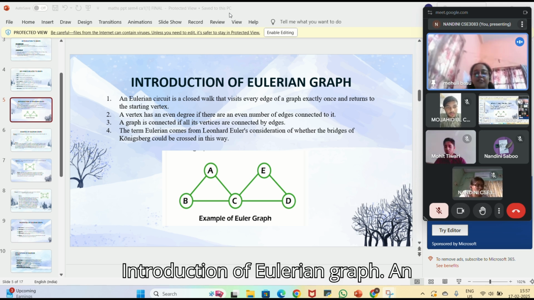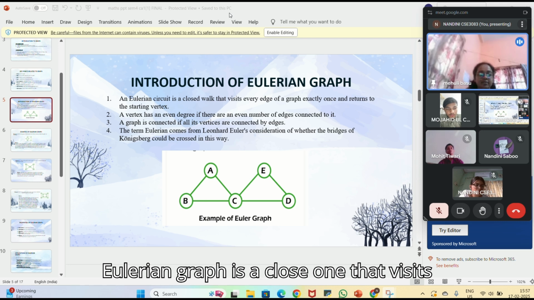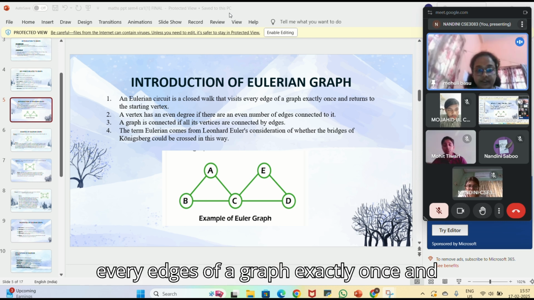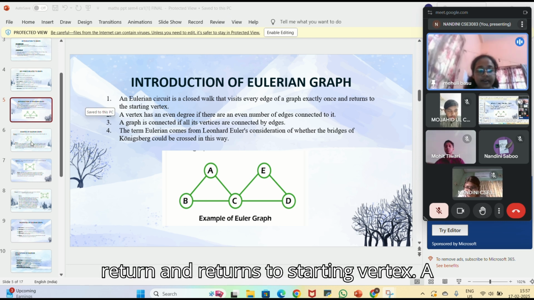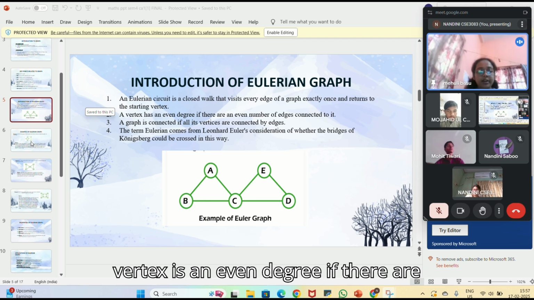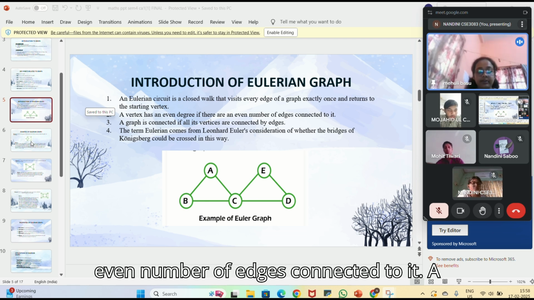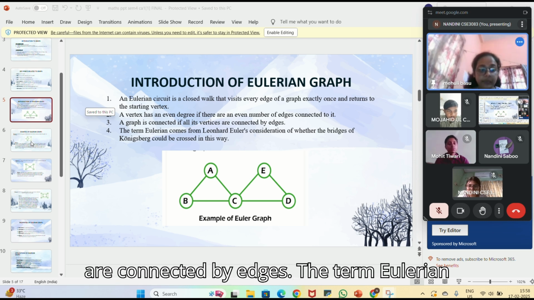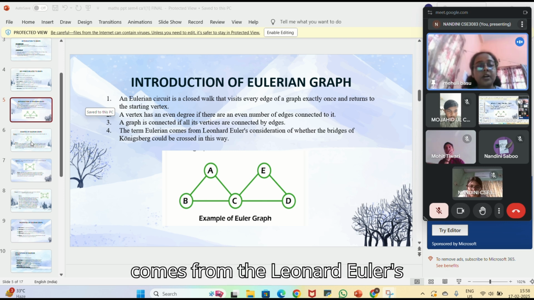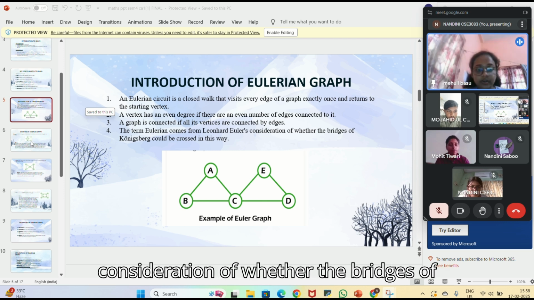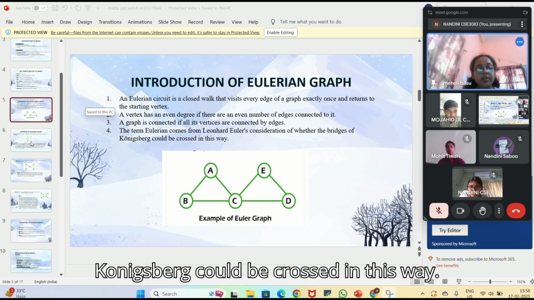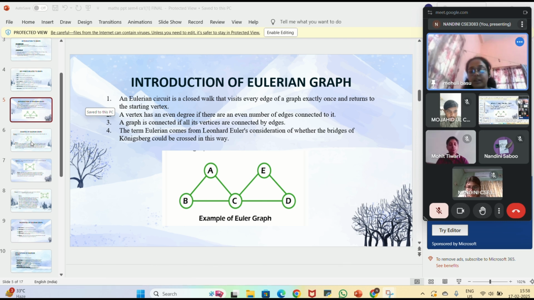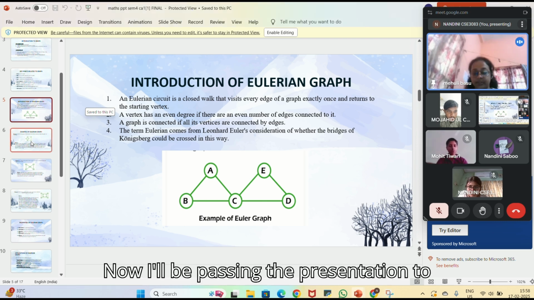Introduction of Eulerian graph. An Eulerian graph is a closed walk that visits every edge of a graph exactly once and returns to the starting vertex. A vertex has an even degree if there is an even number of edges connected to it. A graph is connected if all its vertices are connected by edges. The term Eulerian comes from Leonard Euler's consideration of whether the bridges of Königsberg could be crossed in this way. Now, I'll be passing the presentation to Mohit.